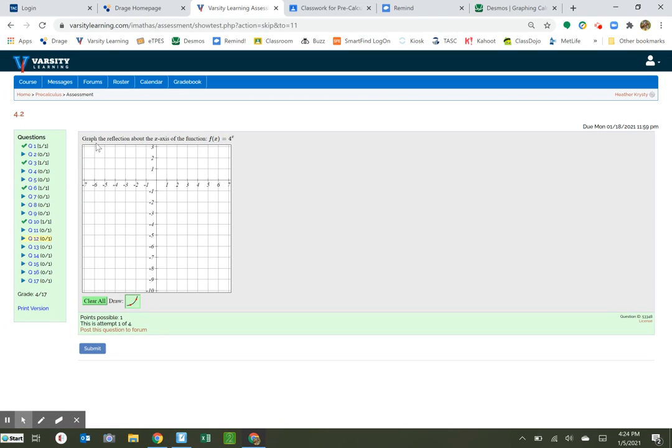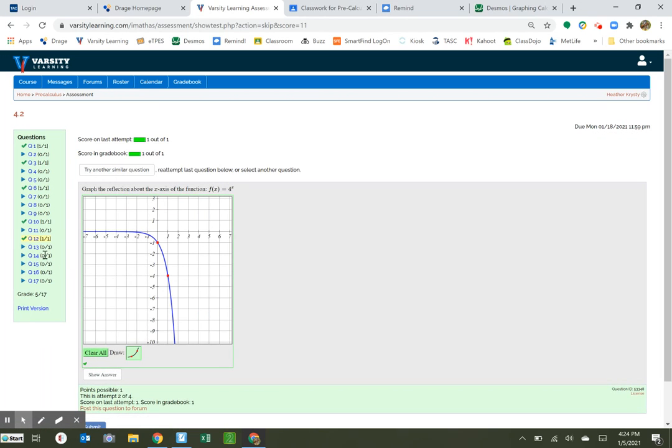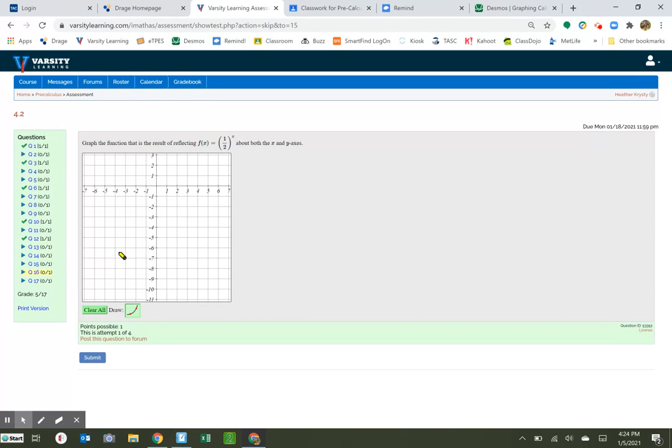How about this guy? Graph the reflection about the x-axis. Well, first I'm going to graph the function. Okay, I can't actually graph 4 to the x because they don't even have a 4 on here. All right, so I know I'd go through (1, 4) and through (-1, -4). All right, let's jump down here to 16 because these ones get a little bit more difficult.